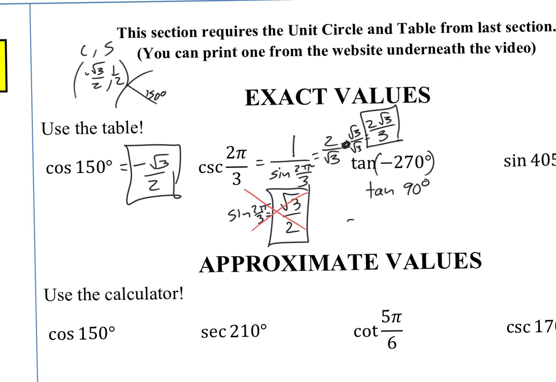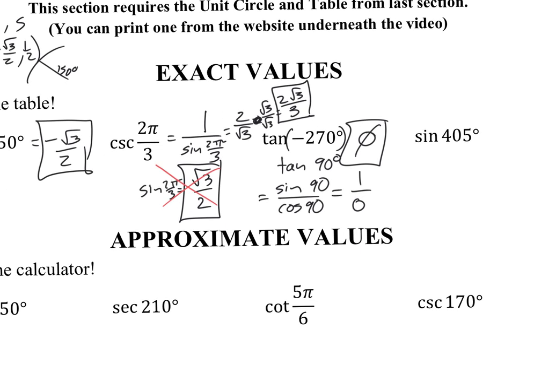And remember, tangent is just sine of 90 over cosine of 90. And these are one of your four corners, where the sine of 90 is 1 and the cosine of 90 is 0. Well, we cannot have 1 divided by 0, can we? And so we get an undefined here, right? That's undefined because we can't divide by 0.